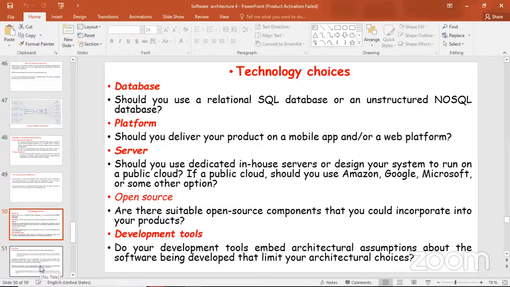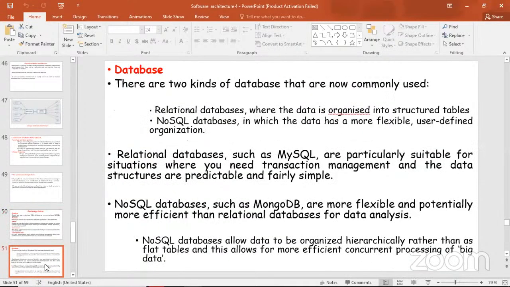So technology choice: database, platform, server, open source, development tools. Those are the technology choices. So you could look at that. Now, database. There are two kinds of database that are now commonly used. The relational database, where the data is organized into structured tables, and the NoSQL database, in which the data has more flexible user-defined organization. Relational databases, such as MySQL, are particularly suitable for situations where you need transaction management and the data structures are predictable and fairly simple.